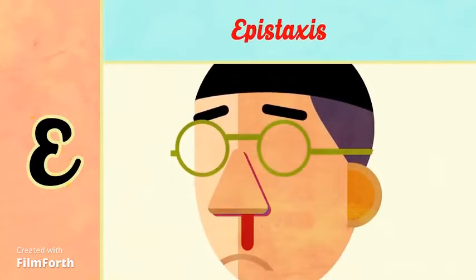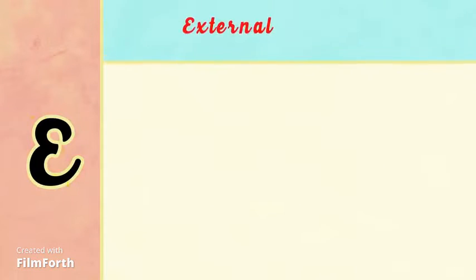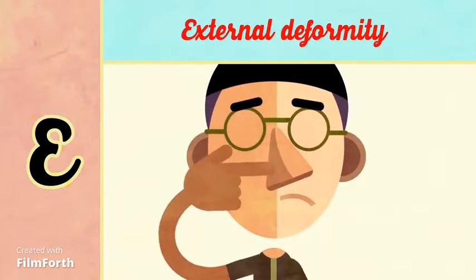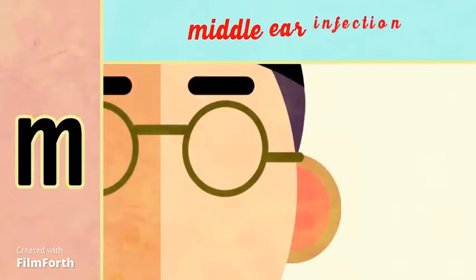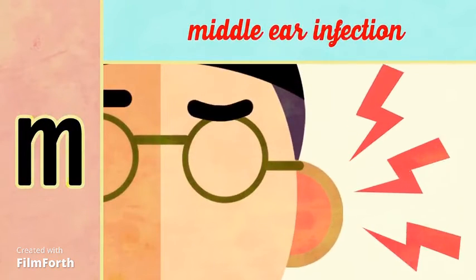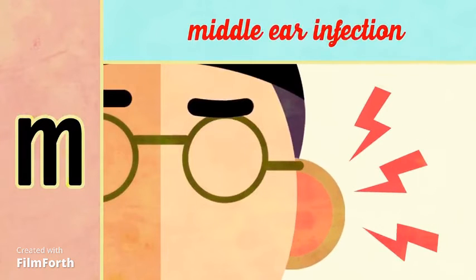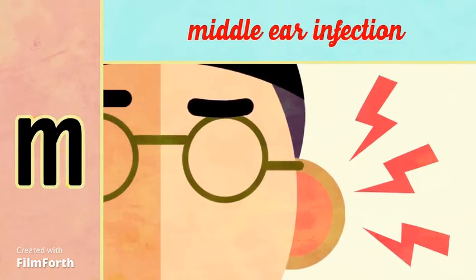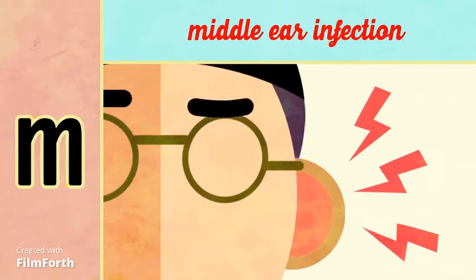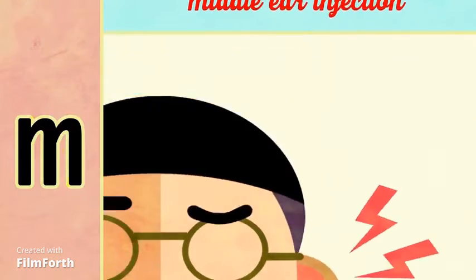E is for epistaxis. E is for external deformity, particularly in young females or males who are more conscious of this. M is for middle ear infection. DNS also predisposes to middle ear infection because eustachian tube, which is the only drainage source of middle ear, opens in nasopharynx, and DNS can cause its obstruction and resulting in middle ear infections.